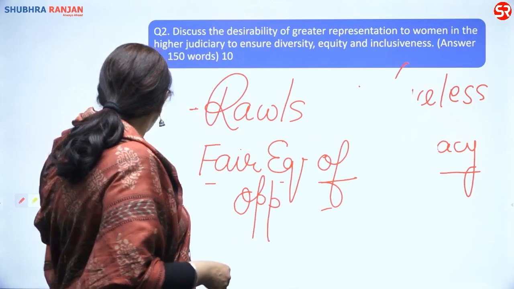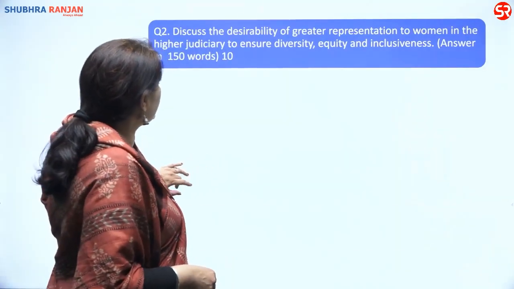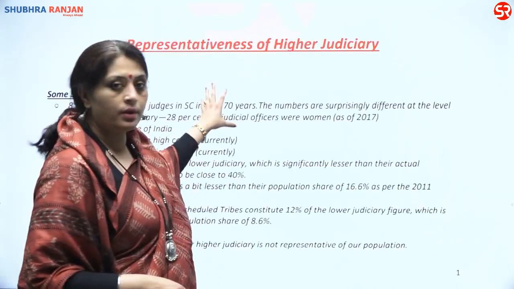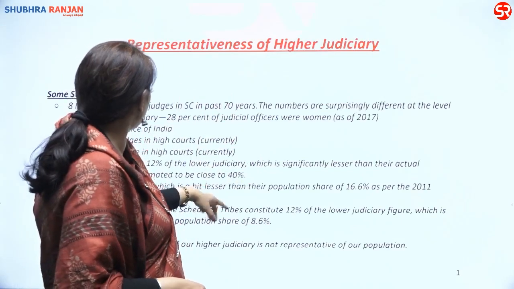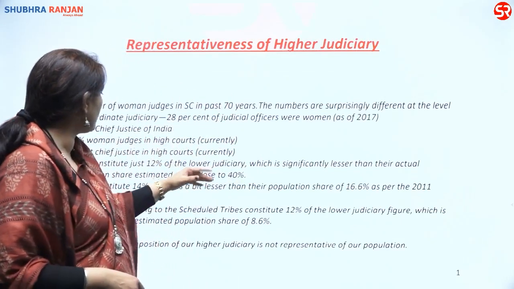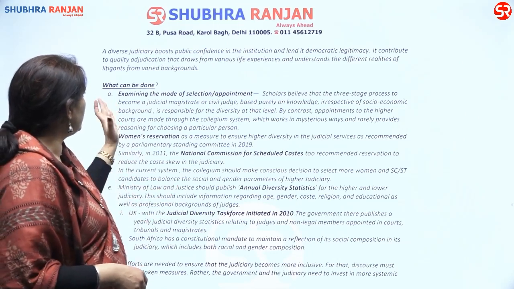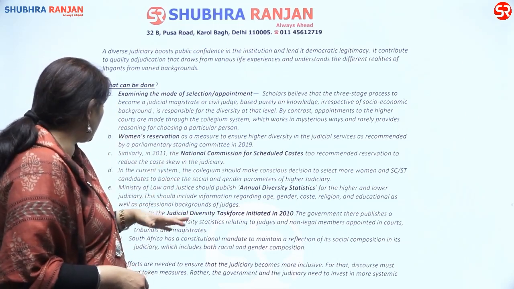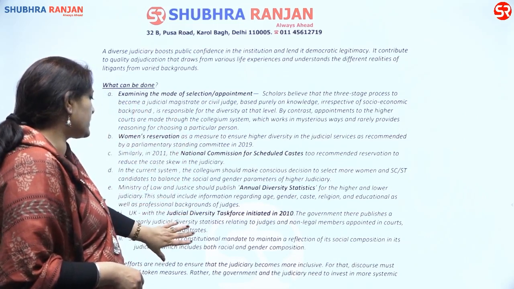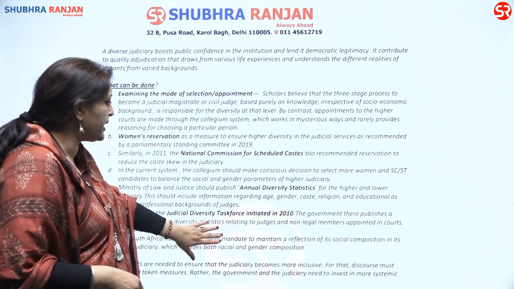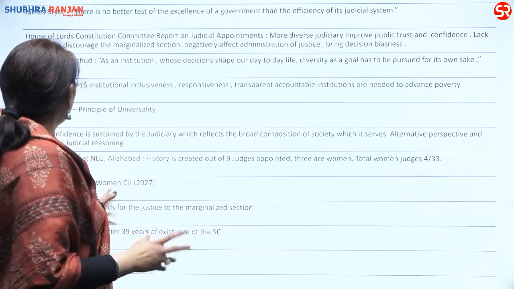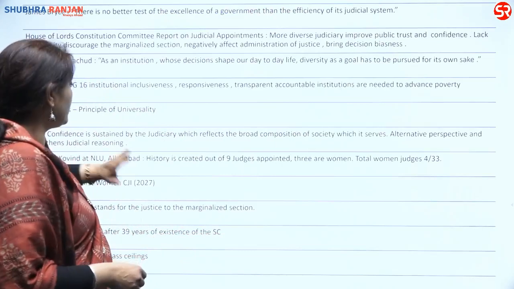Okay? The rest of the content you can find in your class notes, representativeness of the judiciary, 11% of judges and all. Fine. So what can be done? You will find it in the notes. These are the points. Judicial diversity index, etc. Hopefully you are understanding the importance.